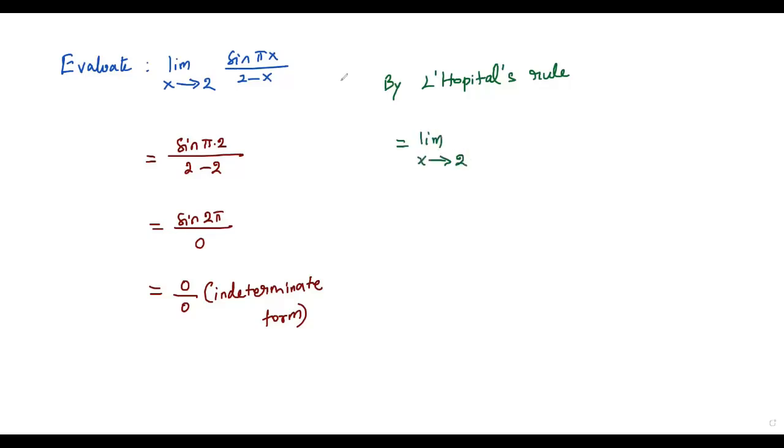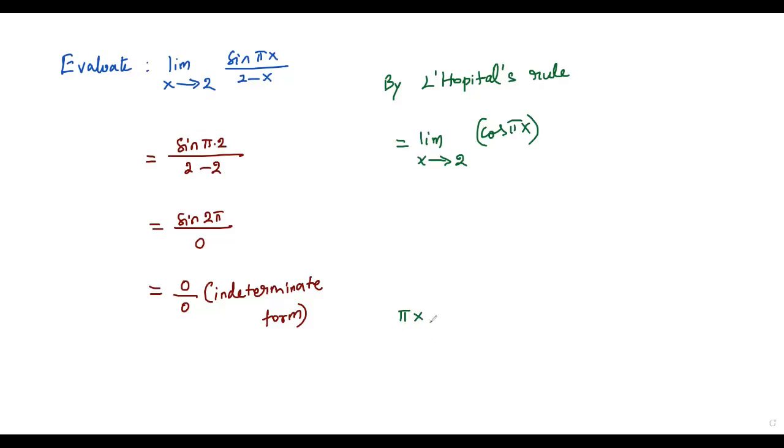Now, since I applied L'Hopital's rule, I have to find the derivative of sine pi x with respect to x. So the derivative of sine pi x is cosine pi x. So far, I got the derivative only for sine. By chain rule, I have to find the derivative of this pi x. When I find the derivative of pi x with respect to x, what will happen? Pi is a constant multiplied by the variable.